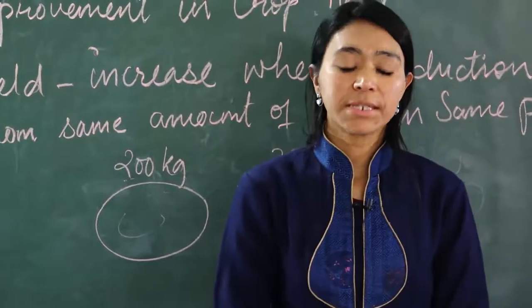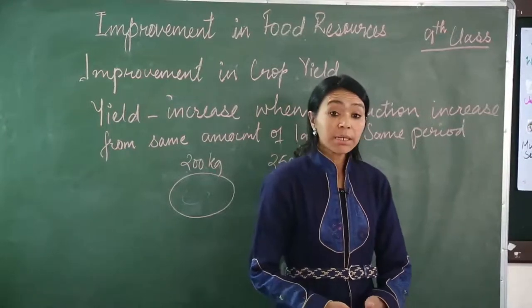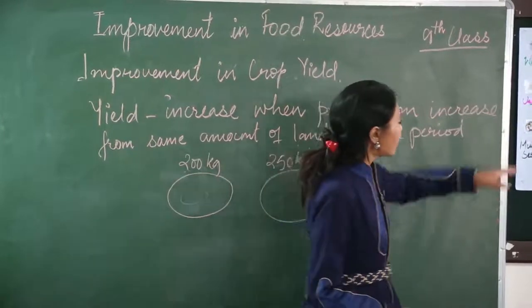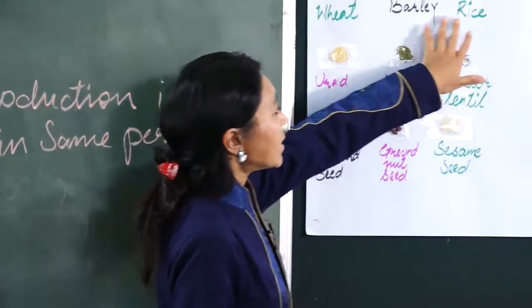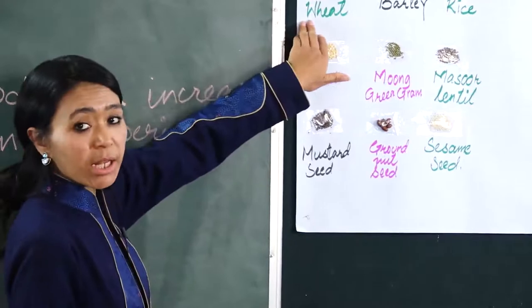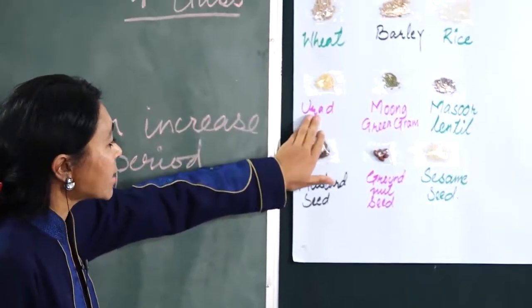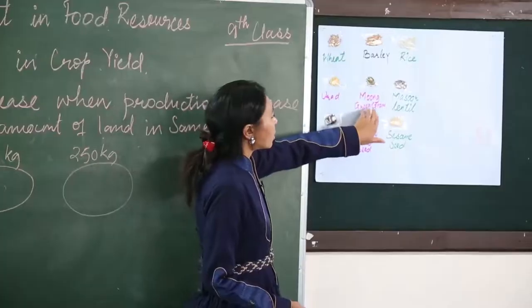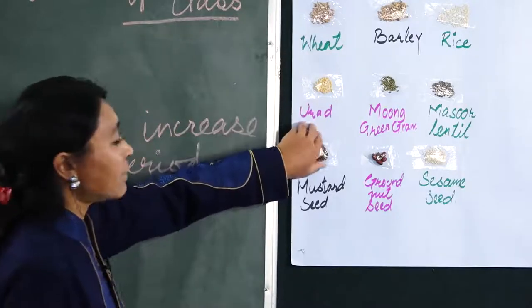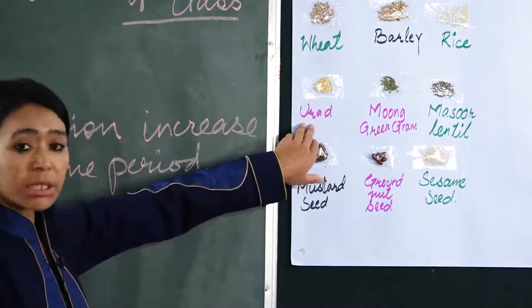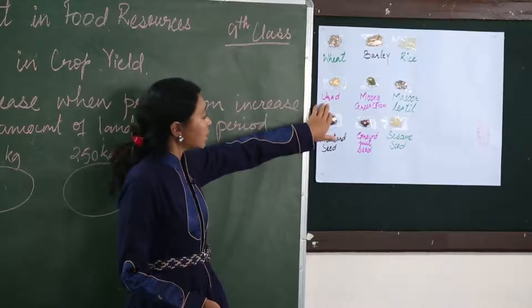We have different cereals, pulses, oil seeds and vegetables. Here we can see wheat, barley, rice. These give carbohydrates, which is also known as energy-giving food. And you can see in the pulses, urad, or moong, the green gram, and masoor, lentil. These pulses give us protein, which helps our body for growth and development.